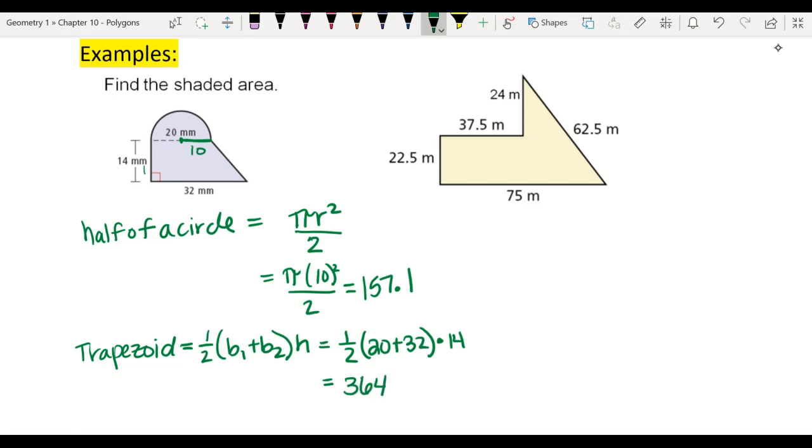And now, since these are set together, what are we going to do with the two numbers we found? You're going to add them. So you're going to do 157.1 plus 364, which gets you 521.1.